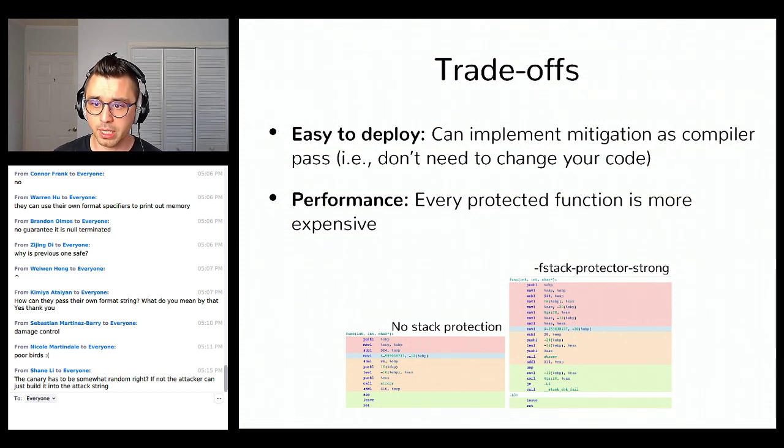Now, the downside is each of these protected functions is actually more expensive, right? The function call is no longer just saving EBP. Now we're doing quite a bit more, particularly reading from memory, writing that to the stack, and then again reading from memory and from the stack and comparing those values in the epilogue. So each function entry and exit is now quite a bit more expensive. We've added quite a few more instructions.